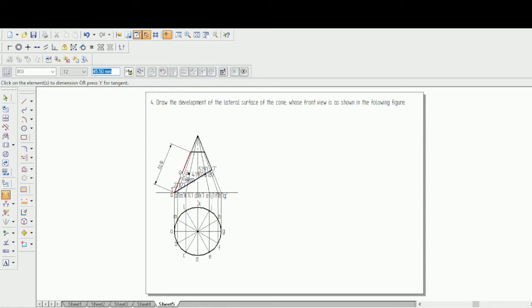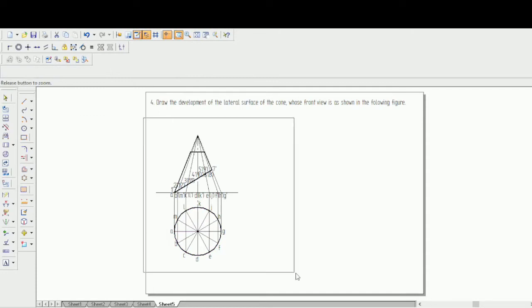For example, this one would have been 45.5, and this total is found to be somewhere around 60. Okay, it is nothing but 65 actually. All those dimensions will be given in the question paper itself, so you don't have to worry. And the dimension of this circle is also given, like 50. So 50 is nothing but the diameter of the circle.